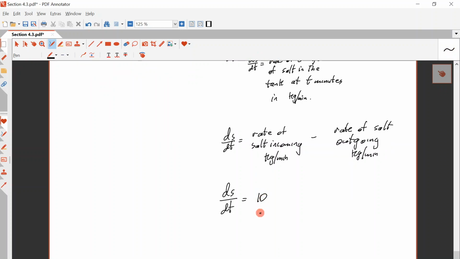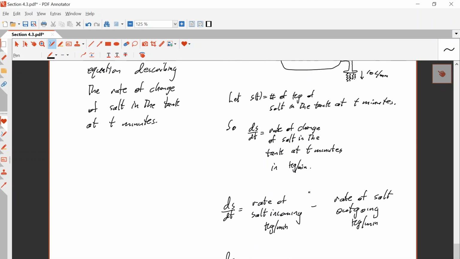Right, so we've got 10 liters per minute of liquid coming in with a concentration of 0.10 kilograms per liter, right? And the liters cancel out and you get kilograms per minute. Minus, well, the rate of salt outgoing. What's the rate of salt outgoing?